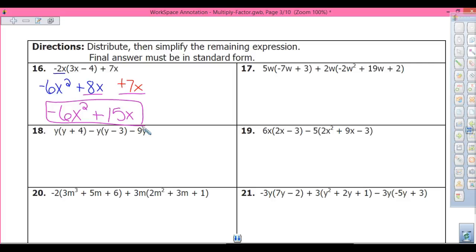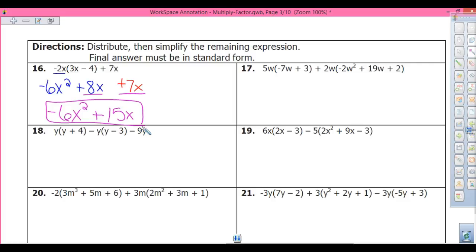What? No, not when you're adding, just when you're multiplying. When you're adding, you don't touch your exponents. Okay, so everybody should be working, start number 17. Trying to stay one step ahead of me.